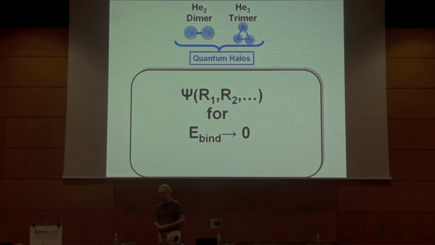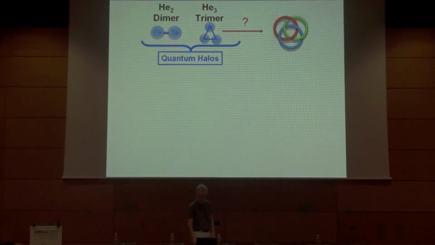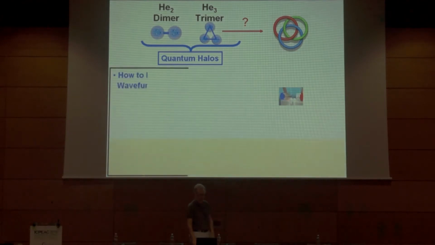Okay, so that's the question. We want to see the wave function in that limit that the bond disappears. So my first duty is to explain to you how we can image a wave function and then try to use these experimental tools to look into these quantum wave functions of helium dimers and trimers. And finally, also to Efimov states.